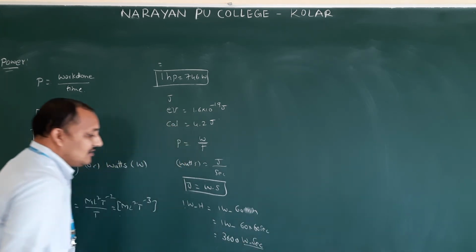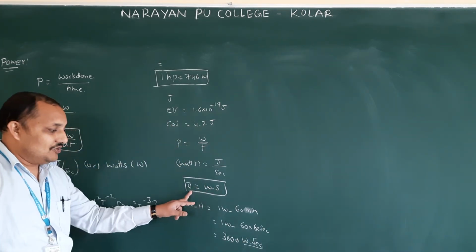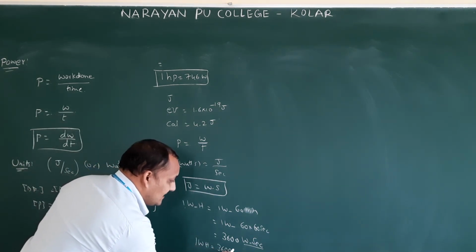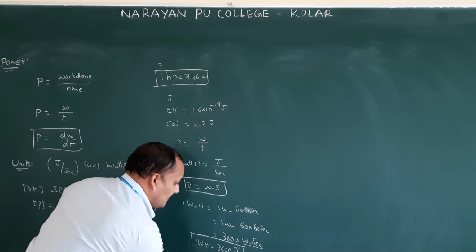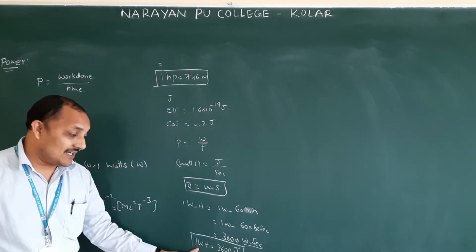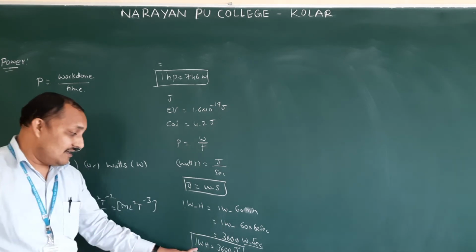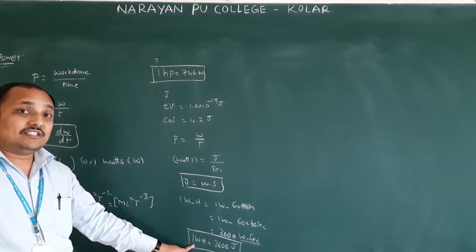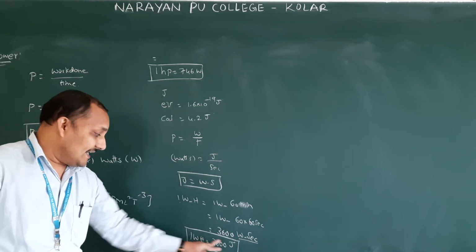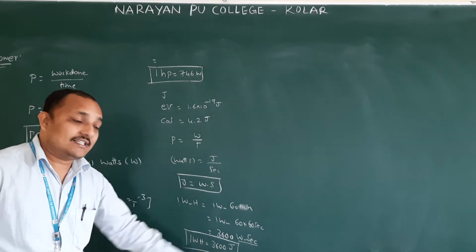3600 watt second. Now watt second is nothing but joule. Therefore 1 watt hour is equal to 3600 joules. So joule is the unit of energy, so watt hour is also a unit of energy. Whenever watt is there, you may think this is a power unit. You should not think like that. Watt hour is the unit of energy. 1 watt hour is equal to 3600 joules.